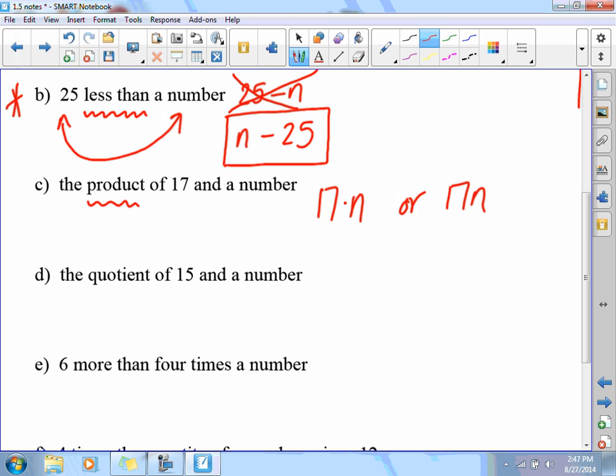For part D, the quotient is the word we want to focus on there. The quotient of 15 and a number. So here we're going to do 15 divided by a number. Okay, whenever you see quotient, you can translate whatever comes after it kind of word for word. You can go in that order. If you have divided by or divided into, that's where you really want to pay attention to which one goes in the numerator or the denominator.